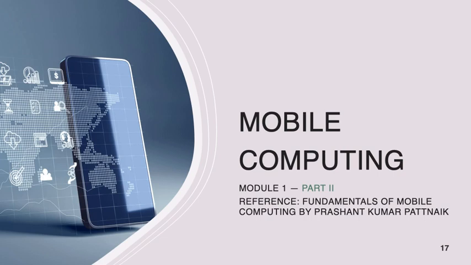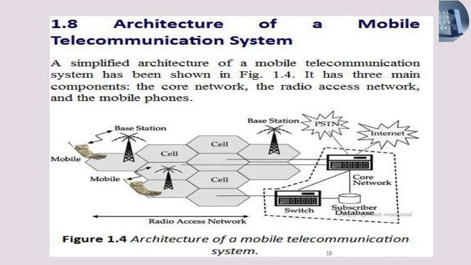Then components of a wireless communication system: transmitter, receiver, antenna, filters, amplifiers, mixers. All these are some of the components of a wireless communication system. Now we are moving on to the architecture of a mobile telecommunication system.